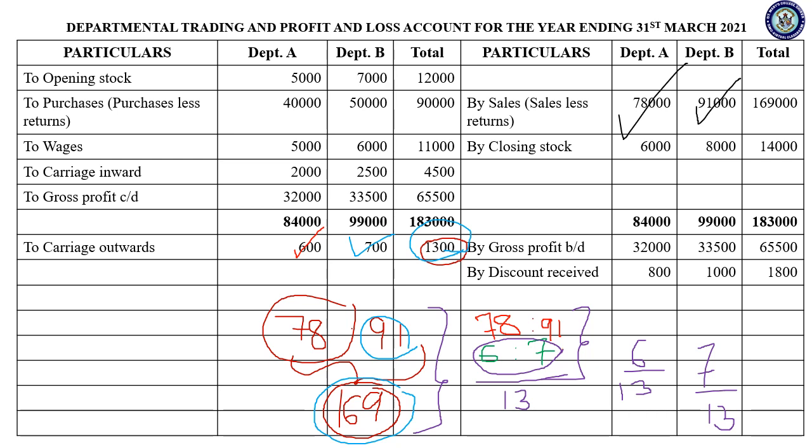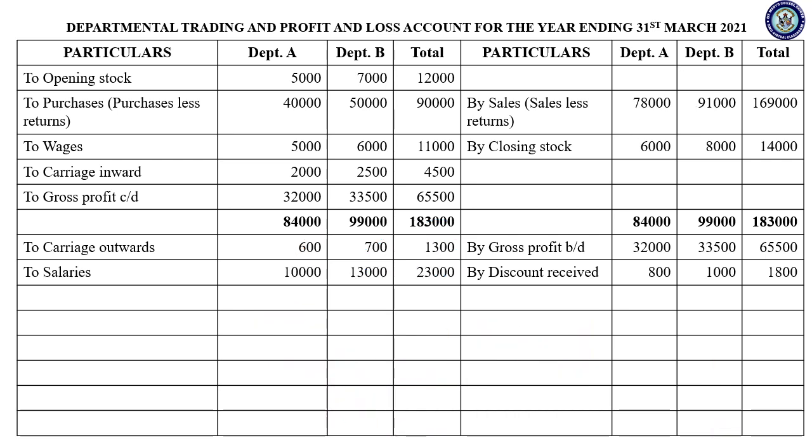Salaries. The next item, that is salary. So here the ready figure is given for both departments. So write to salary because salary is my expenses. So write to salaries, 10,000, 13,000, total 23,000.